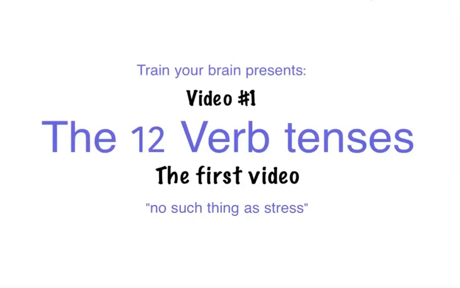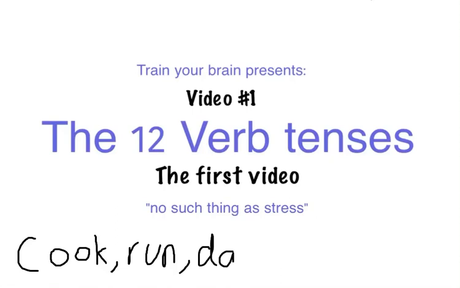Today we're going to start a new topic called verb tenses. But what is a verb? A verb is an action word that describes anything that you do. What I do is that I cook, I run, I dance, I sing, and much, much more.